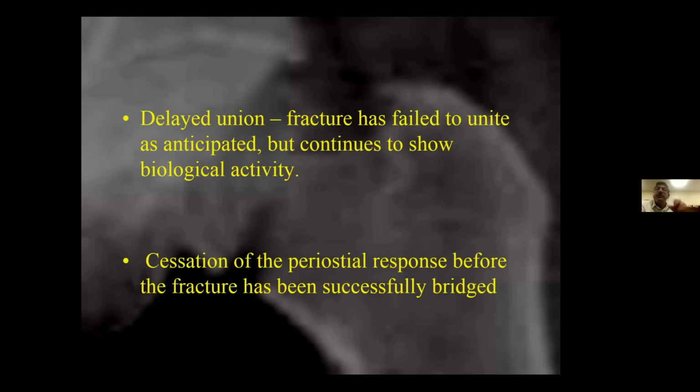However, what I like to add is that in a delayed union, as opposed to non-union, we may not be seeing the fracture healing radiologically, but we all agree that some biological activity is happening. So if you really want to impress your examiner, or you truly want to understand it, you can say that at the cell level, at the primary healing level or the secondary healing level, the periosteal reaction for some reason is not doing its job as well.